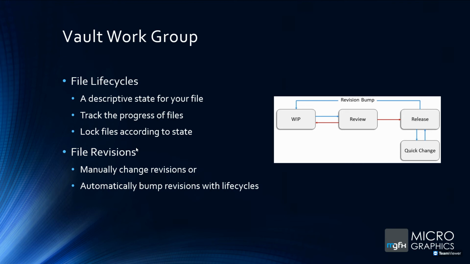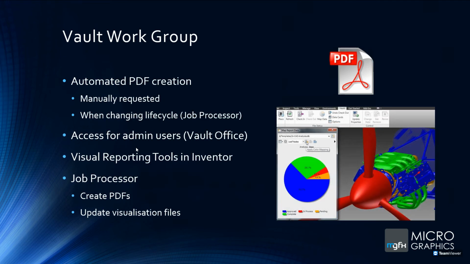These revisions, they can also be manually bumped, or they can be bumped depending on the life cycle. So you can have it automatically revisioned when going from release back to work in progress, or you can manually bump a revision up to a required level. Just a quick look here, there's the automated PDF creation. It can be manual, or when you request a change in life cycle. I spoke about Vault Office. On the right-hand side, that image there shows the visual reporting tools in Inventor.